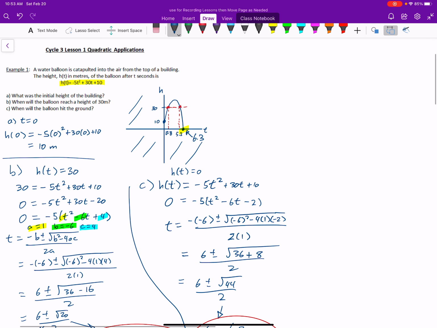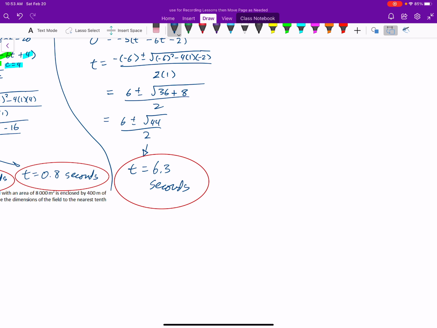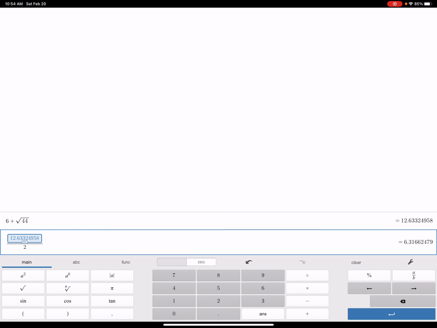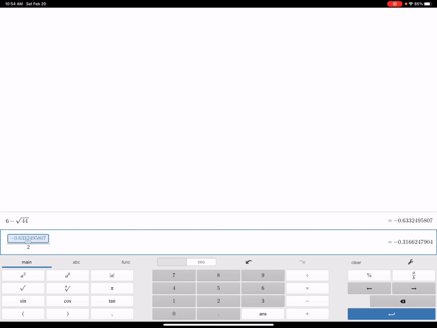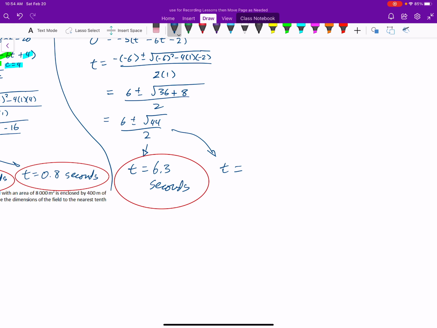So what am I going to get from this? Well, let's see. If I do 6 minus the square root of 44, and then divide my answer by 2, I get negative 0.3. So negative 0.3. Well, we know that we're starting at time 0, so negative 0.3 makes no sense.